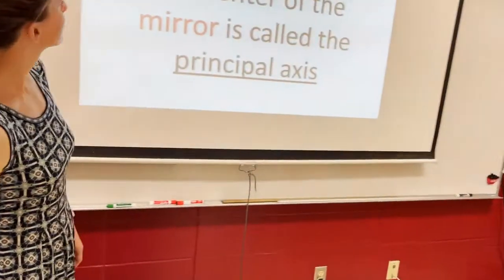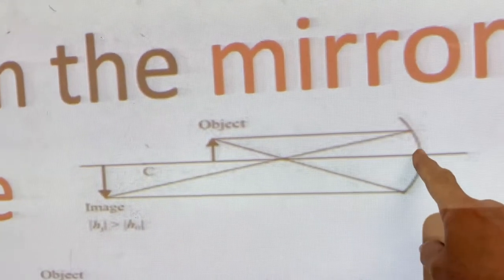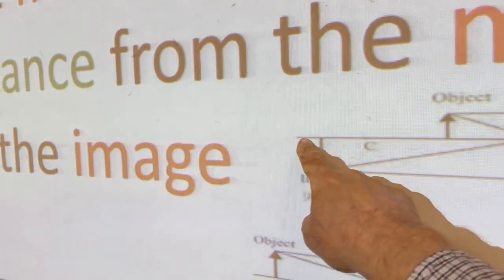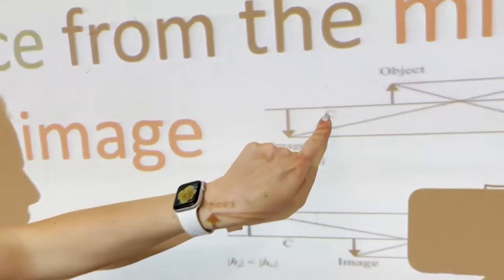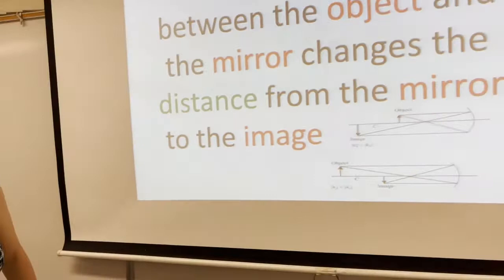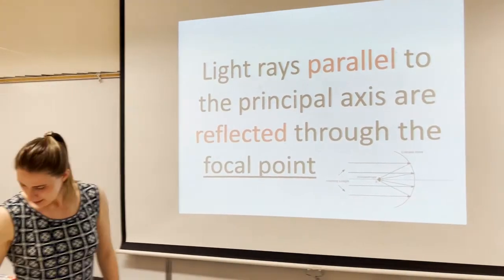And if you go back, can you go back to those illustrations we saw a minute ago? This one? Yeah. So this would be the principal axis right there. And then the center is that C right there. Right? C. We give it a label. And done with that part.